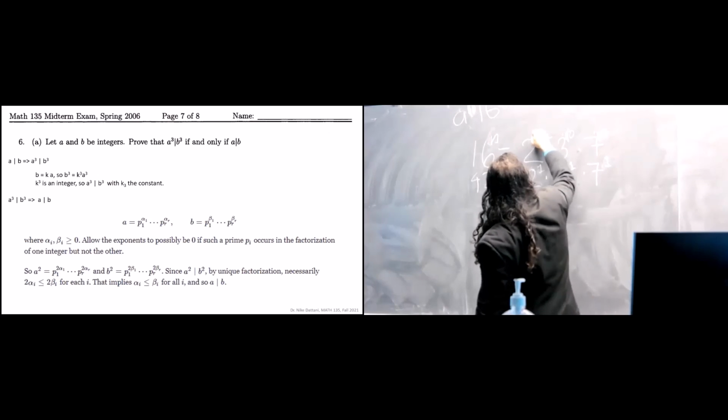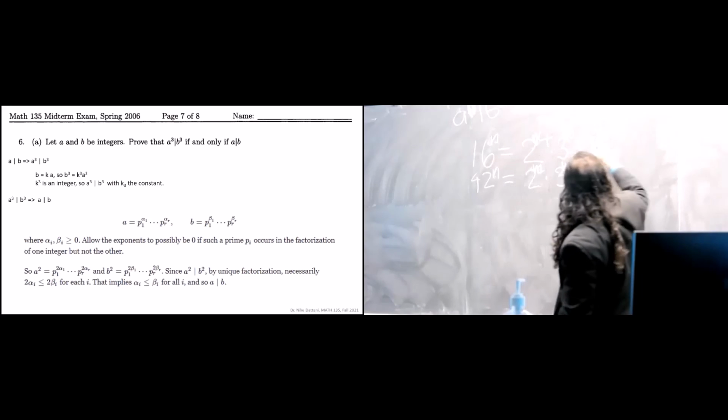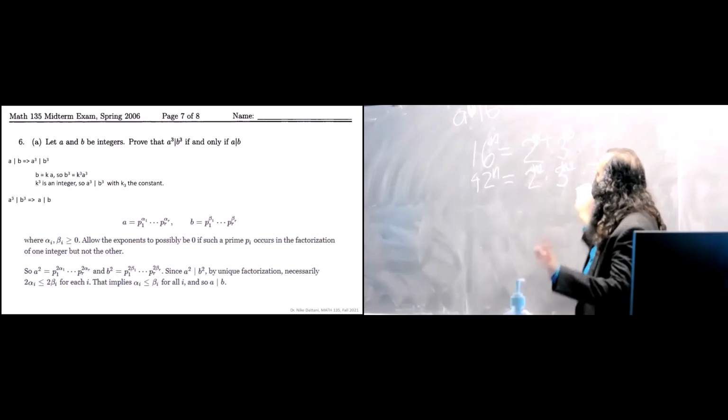I'm going to get chalk all over my clothes. Okay, but we have n, n, n, n, n, n, n, n. So n's are all over the place.